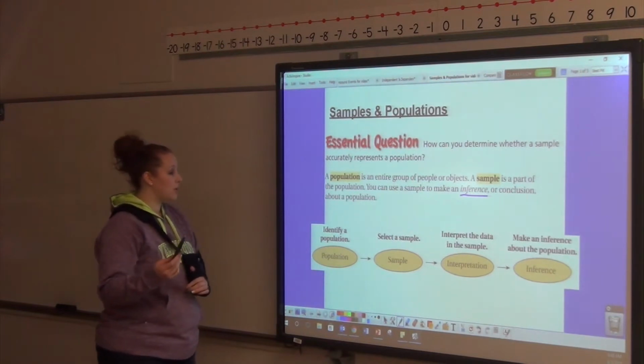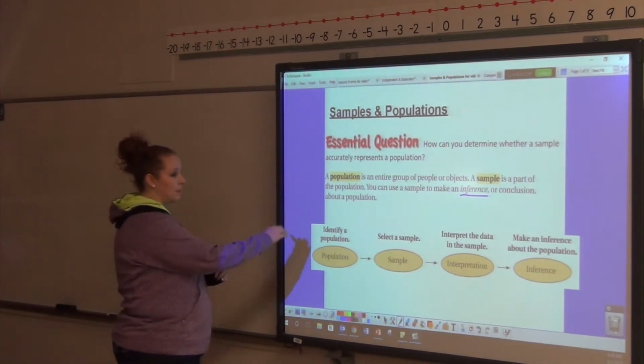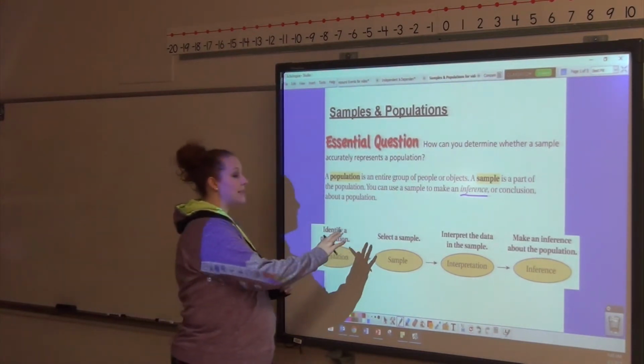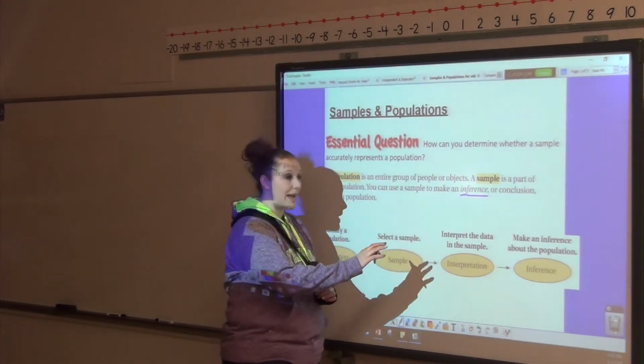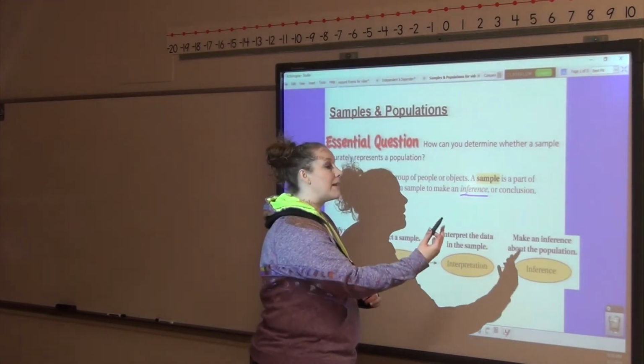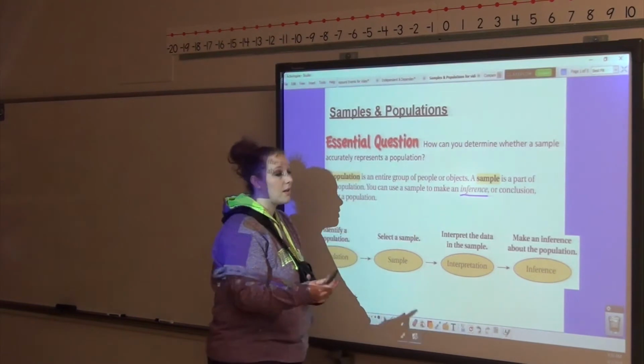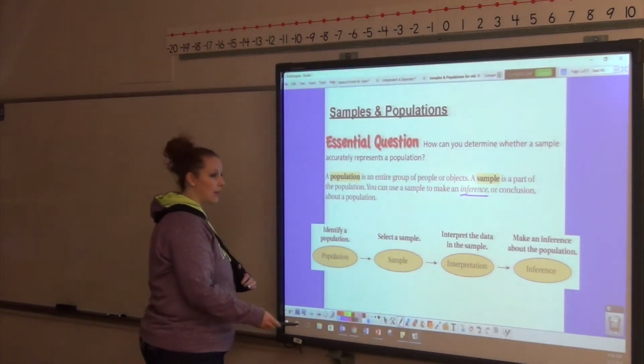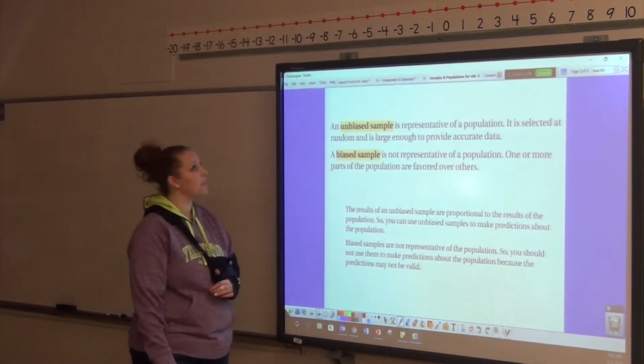Inferences about your population. Basically, you need to identify your population, select a sample, then interpret the data of that sample, and then make an inference about that population using that data from the sample.